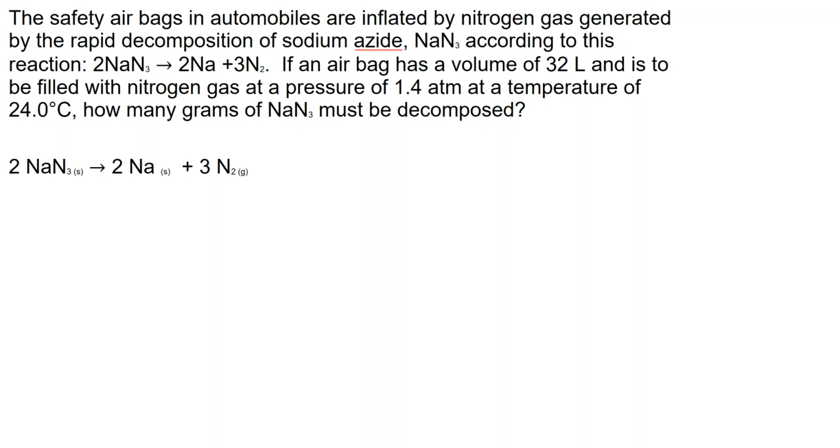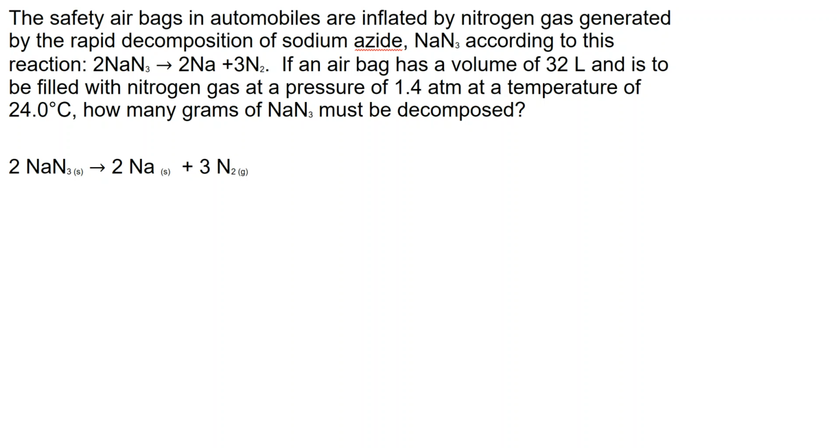If an airbag has a volume of 32 liters and is to be filled with nitrogen gas at a pressure of 1.4 atmospheres at a temperature of 24.0 degrees Celsius, how many grams of NaN3 must be decomposed? Because this question is asking for grams of a substance that is not the gas, we first have to use the ideal gas law and then use that number to plug into our BCA table to solve for the amount of sodium azide that we started with.